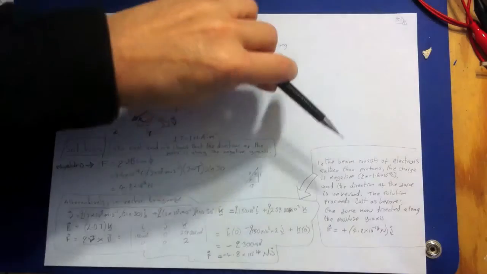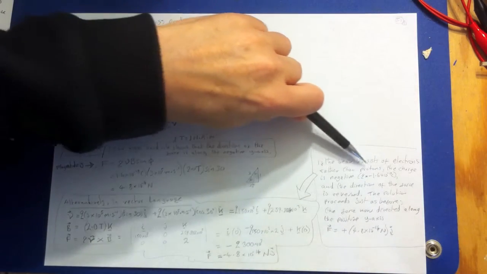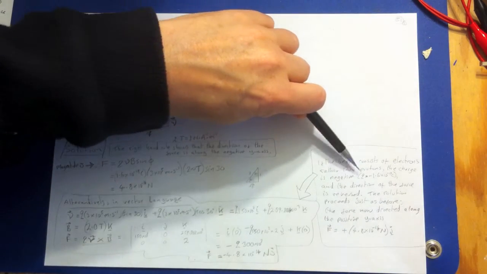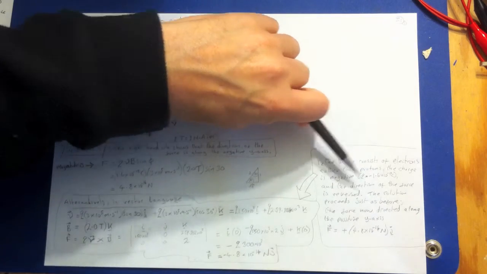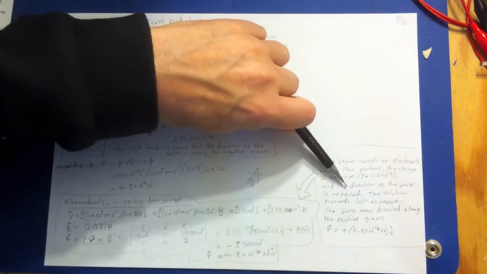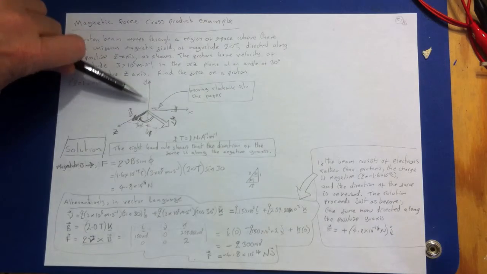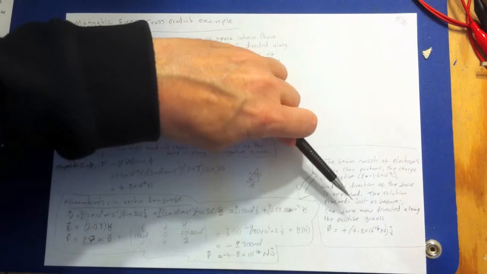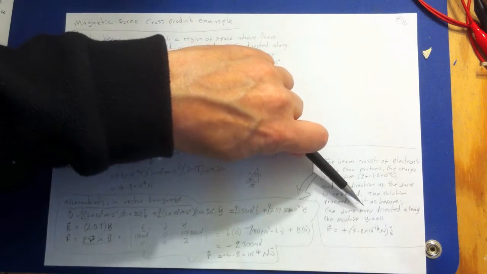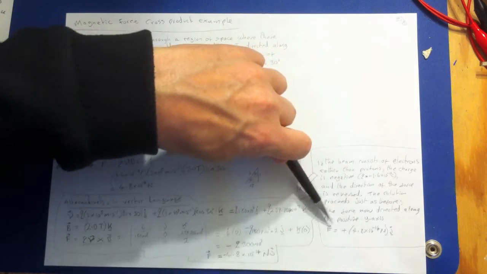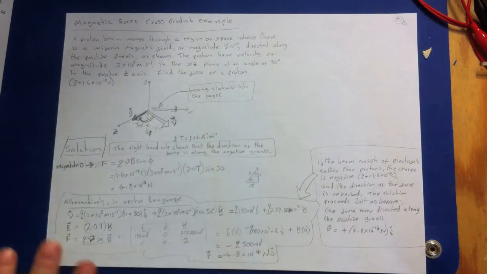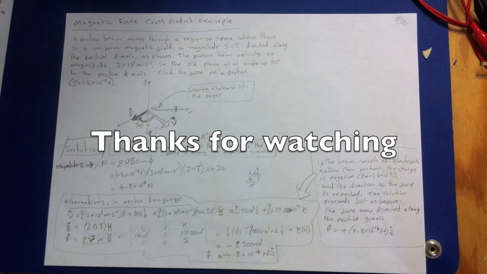If the beam consists of electrons rather than protons, the charge is negative, so we'd have Q equals minus 1.6, and the direction of the force is reversed, so we'd end up with it going in this direction. The solution proceeds just as before, with the force now directed along the positive y-axis. So that's a very simple example, which nicely covers the cross product quite well, I think.